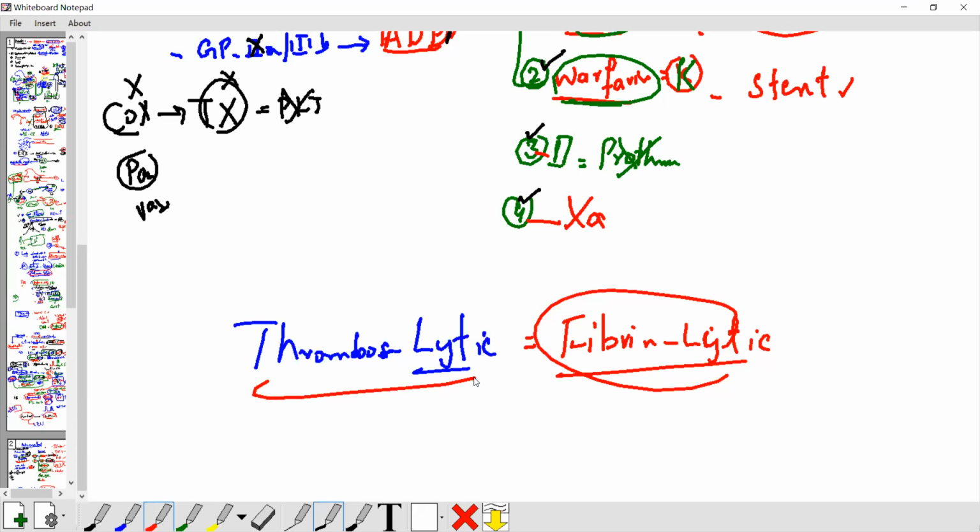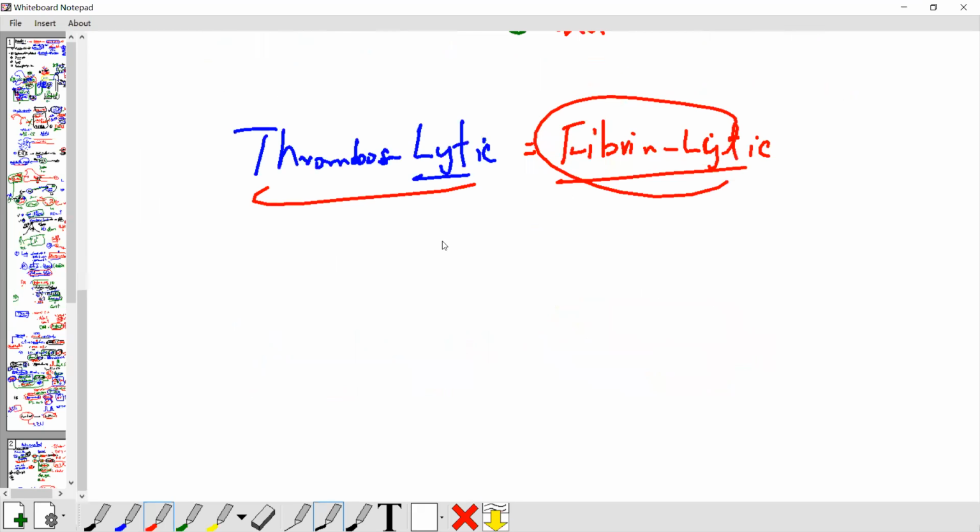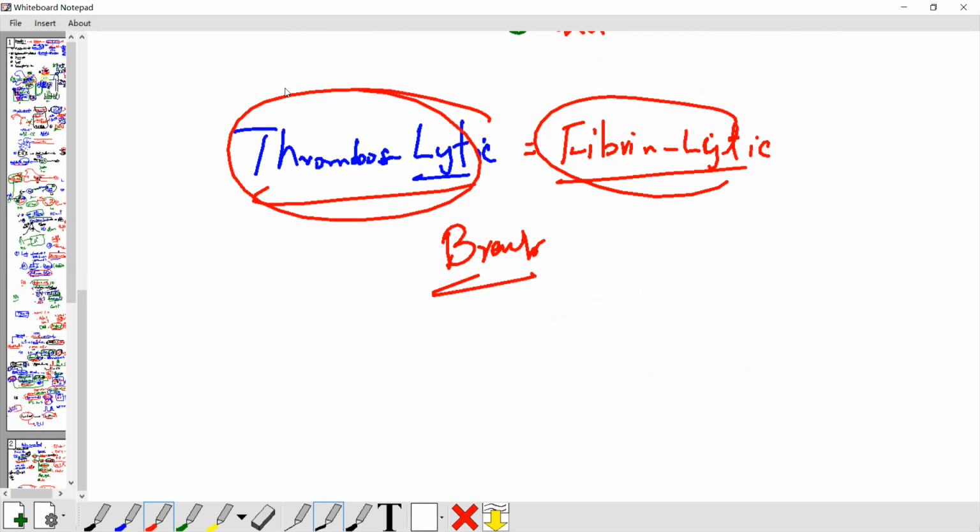Use antiplatelet, okay? Use anticoagulant, so that a clot is not allowed to form again. If a clot is already formed, then you break the clot. Understand? If the clot is already formed, then you break the clot. So this drug is your first line drug for brain stroke, and your first line drug for MI patients. Understand or not? Clear or not?